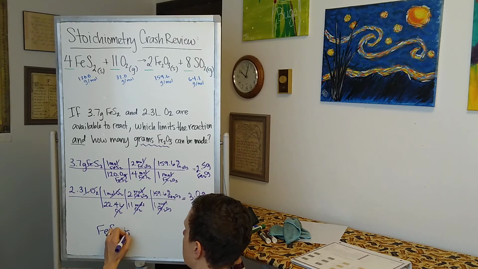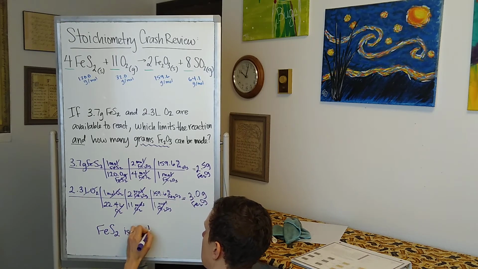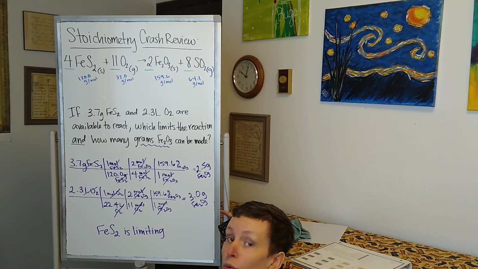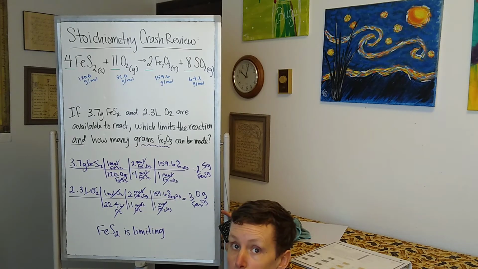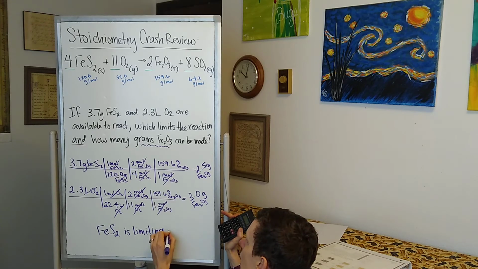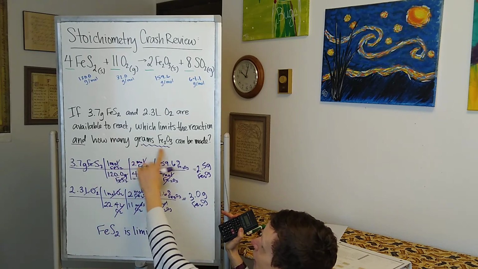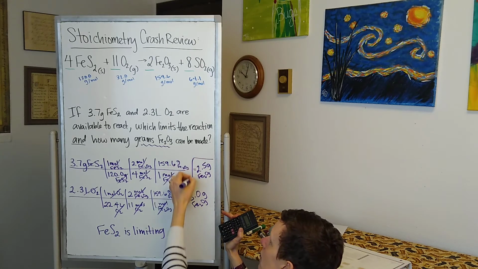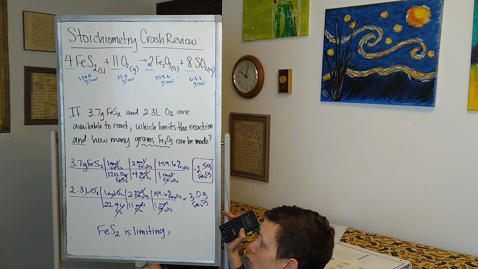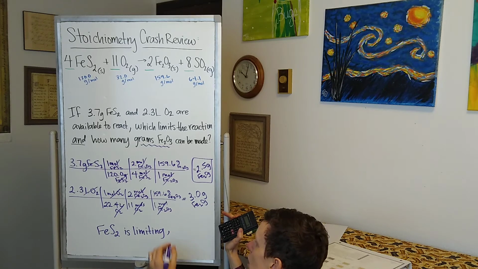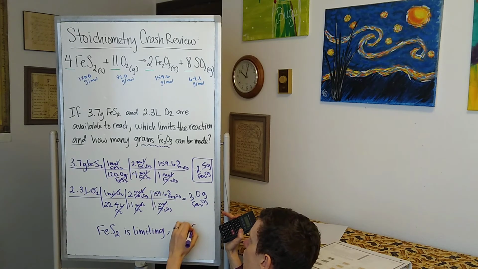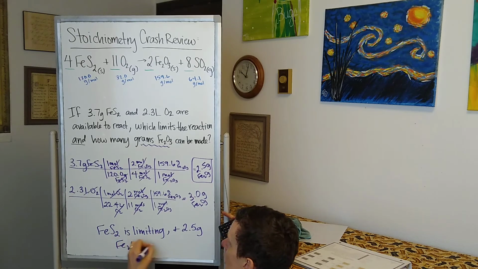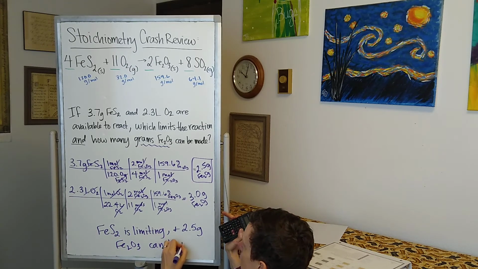FeS2 is limiting. It is the limiting reactant. It is limiting our reaction. It will run out and stop the reaction. Okay? The other part of the answer, how many grams of Fe2O3 can be made? Well, this is it. This is where the reaction will stop because we're going to run out of FeS2. So 2.5 grams of Fe2O3 can be made.